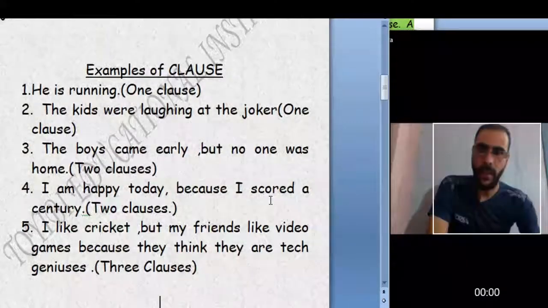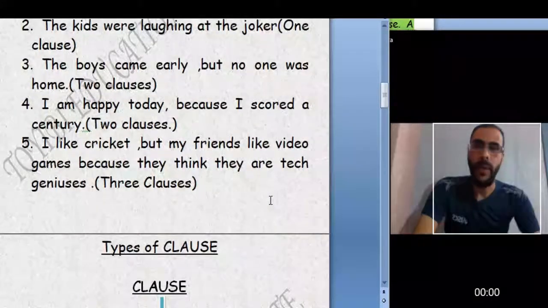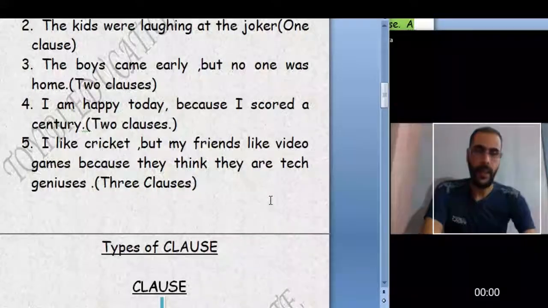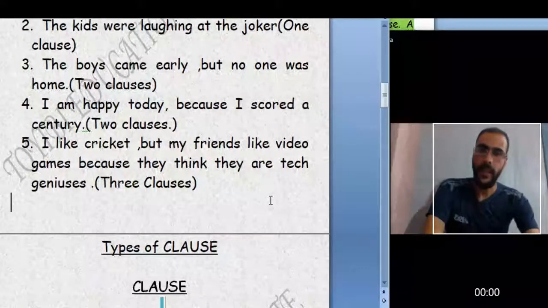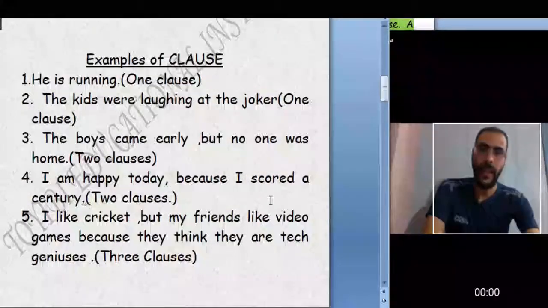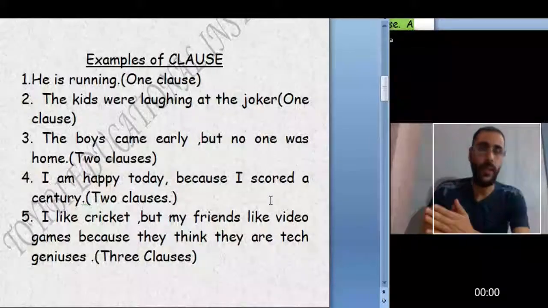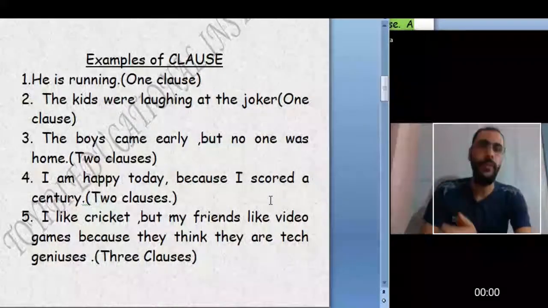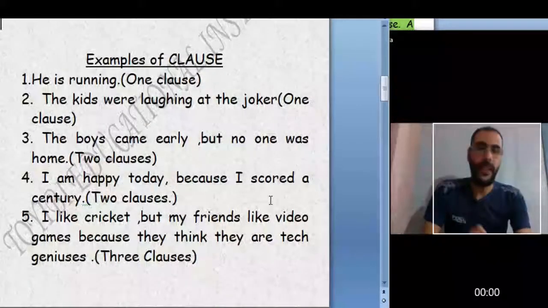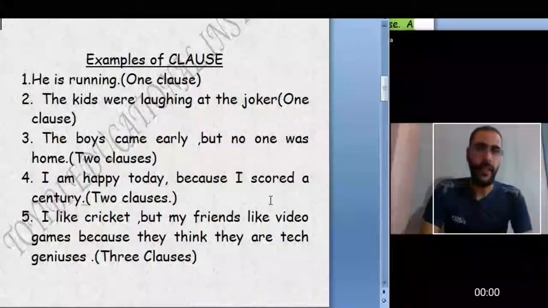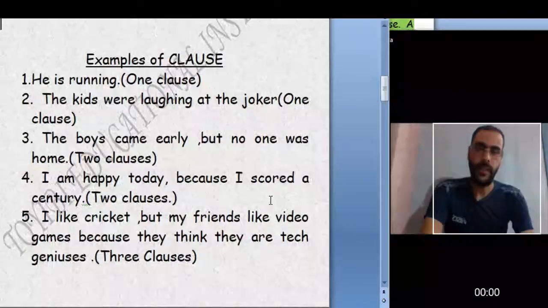Let's look at example number 5. I like cricket but my friends like video games because they think they are tech geniuses. यहाँ पे अगर आप देखेंगे I like cricket, यहाँ पे I subject है, जो मेरे मुतालिक information है is that I like cricket, but my friends, एक और subject, my friends, what is the information about them? They like video games because they, again तीसरा subject, think they are tech geniuses. So 3 clause sentences.